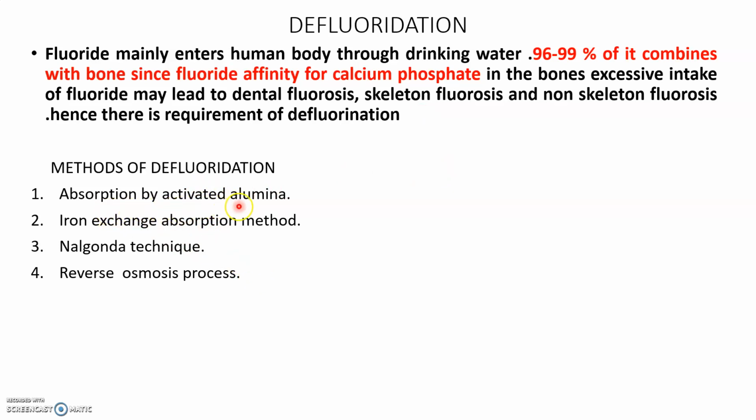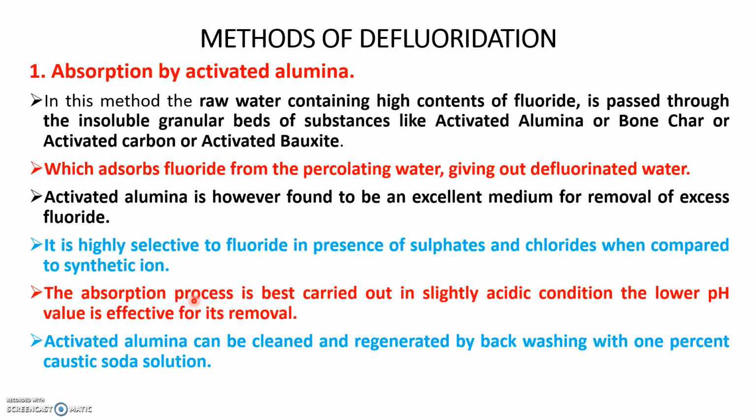The first one is adsorption by activated alumina, then the ion exchange process, the Nalgonda technique, and reverse osmosis. The first one, adsorption by activated alumina: we pass the water through a granular bed like activated alumina, bone char, activated carbon, or activated oxide. When you percolate the water containing fluoride through those beds, the water gets defluoridated. Activated alumina is excellent for removal of fluoride content.